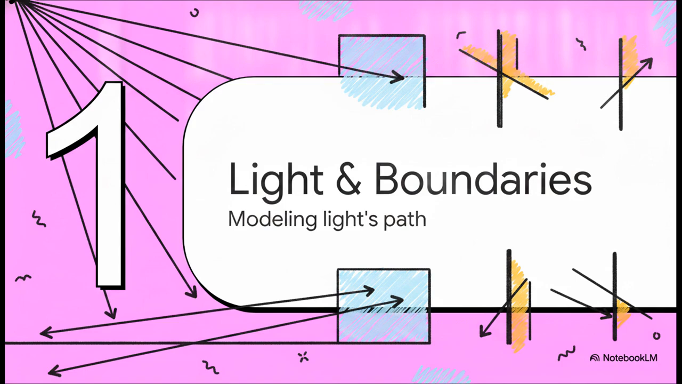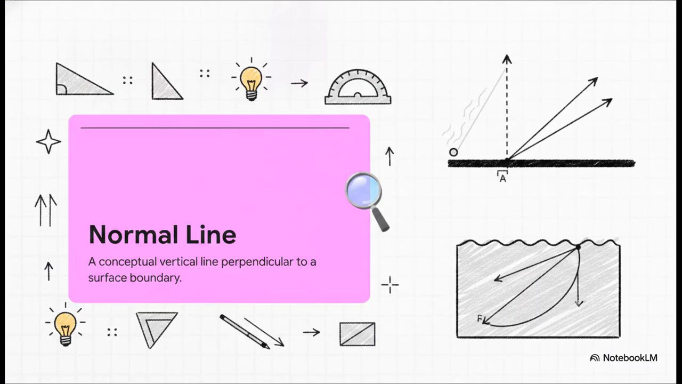Light rays and boundaries. Okay, because light moves in straight lines, we can actually use simple geometry to describe its behavior. We model light using what's called a ray. That's literally just a straight line originating from a single point to show the path the light is traveling. Simple enough, right? But light doesn't just travel through empty space forever. It constantly bumps into matter, like a mirror or a window or a body of water.